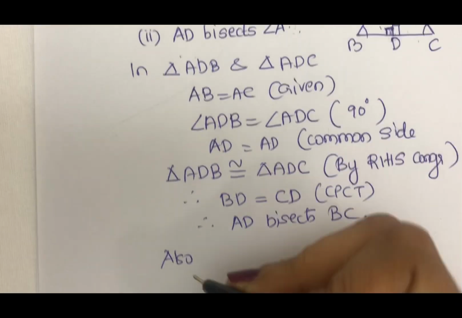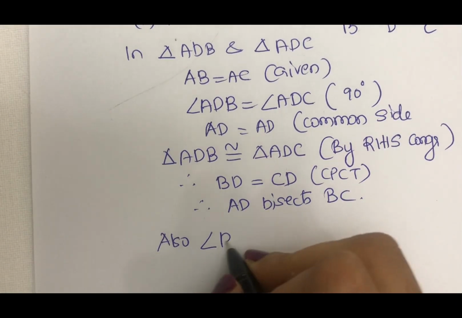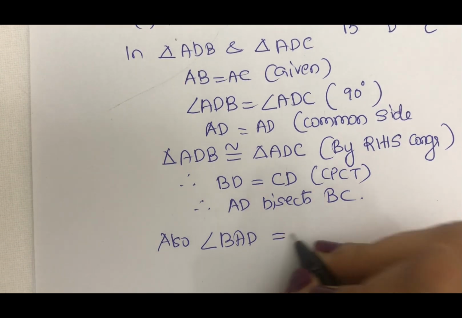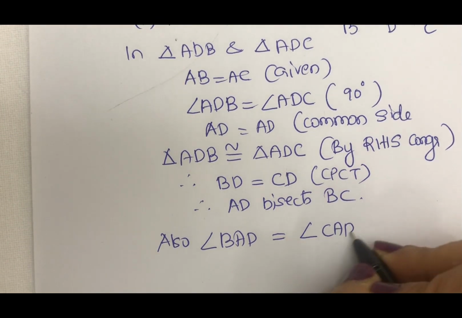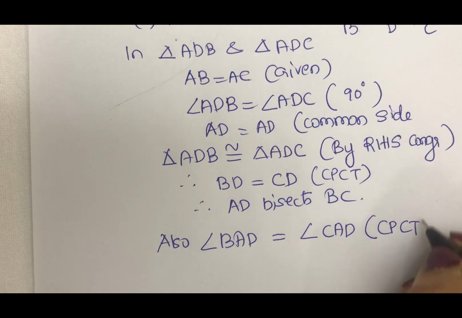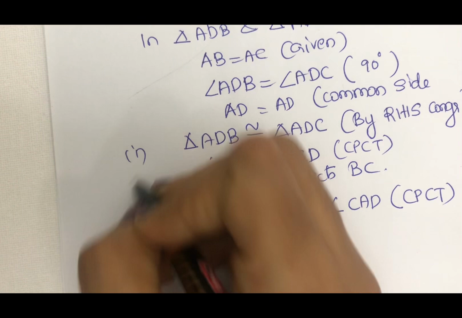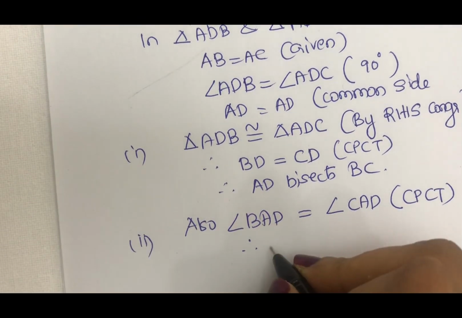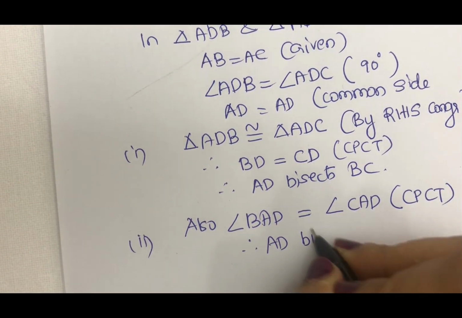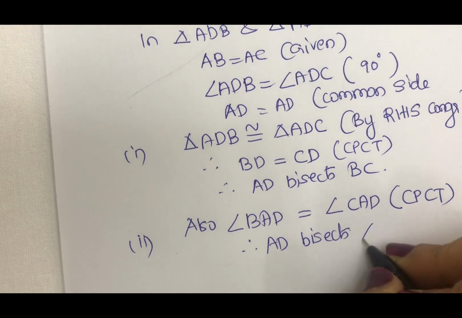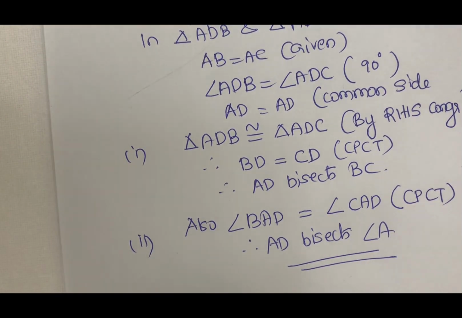Also, angle BAD is equal to angle CAD by CPCT. Therefore, this is the first one and this is the second one. AD bisects angle A.